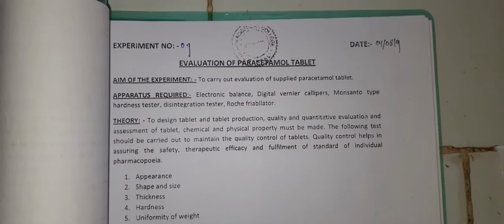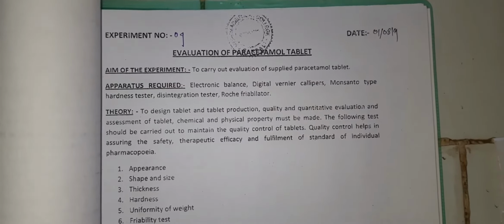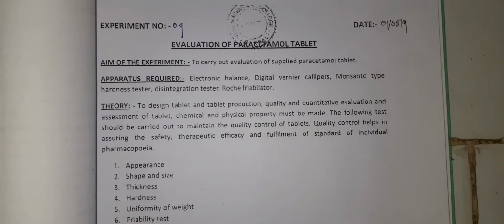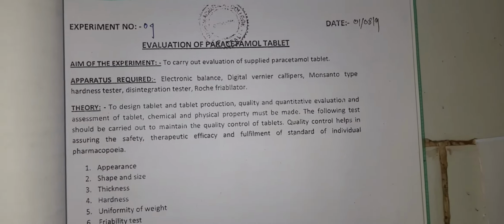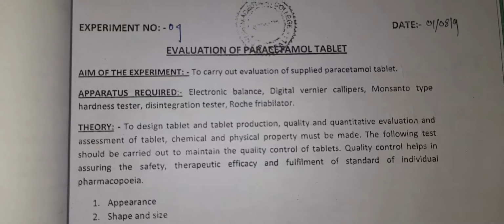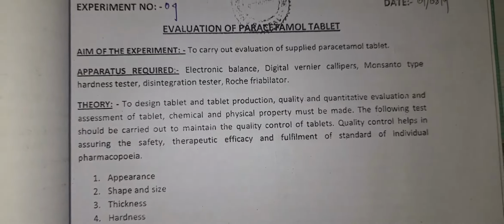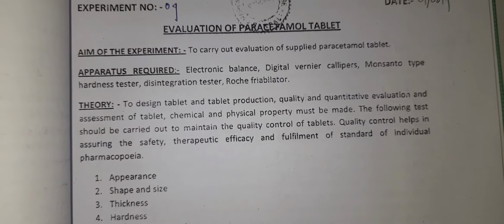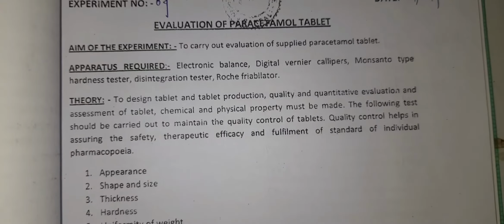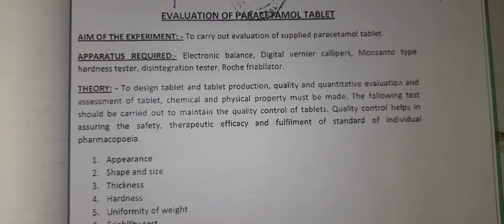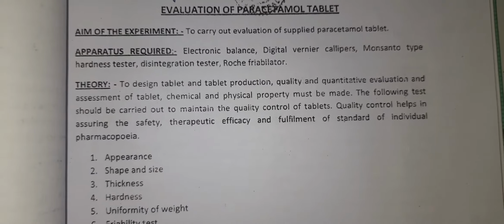So today's practical for industrial pharmacy of fifth semester BPharm is the evaluation of paracetamol tablet. The aim of the experiment is to carry out the evaluation of the supplied paracetamol tablet. The apparatus required are electronic balance, digital vernier calipers, Monsanto type hardness tester, disintegration tester, Roche friabilator.